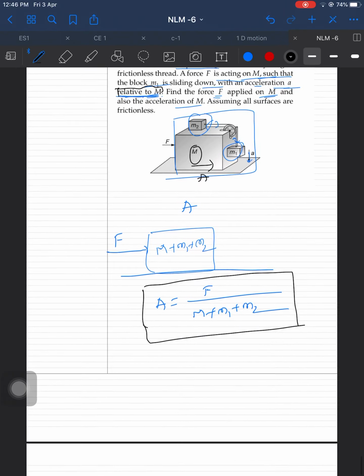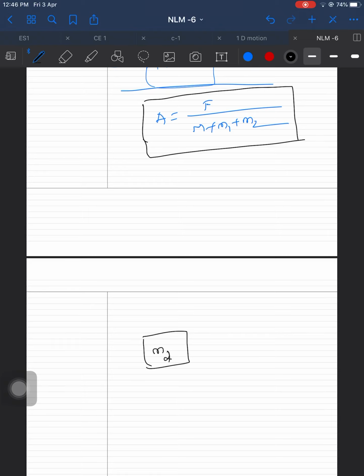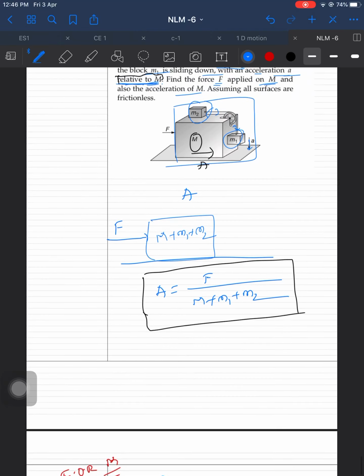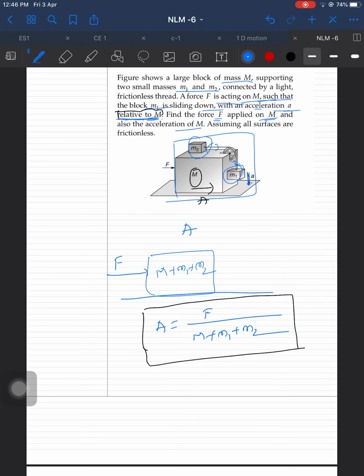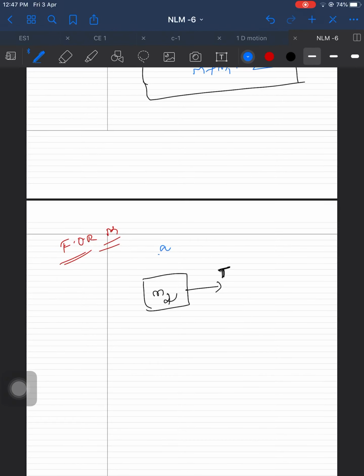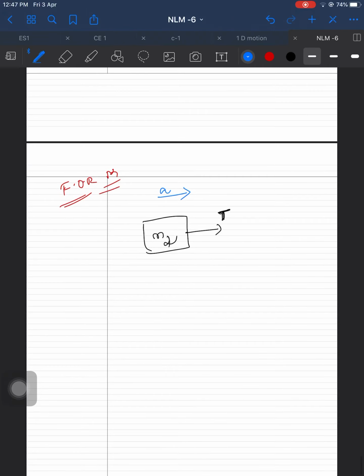This is M1. Let me see the question again. M1, this is M2. This is M2, and there is a tension force. What is our frame of reference? Our frame of reference is capital M, and it is moving with acceleration. How much acceleration? So it is moving in the downward direction, M1 with acceleration a, and M2 also moves with the acceleration a in this direction.